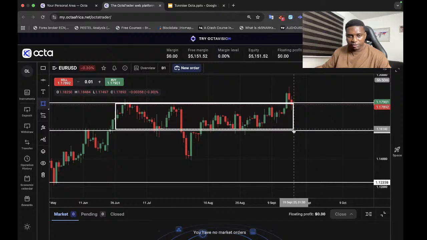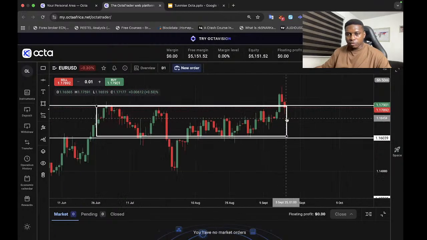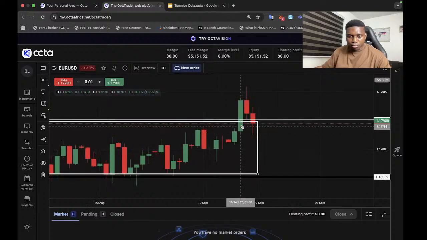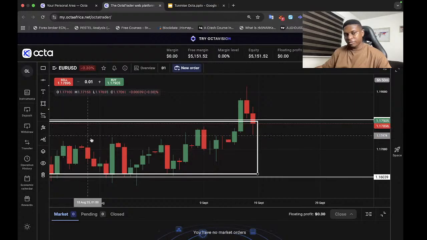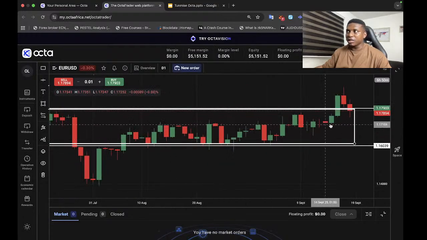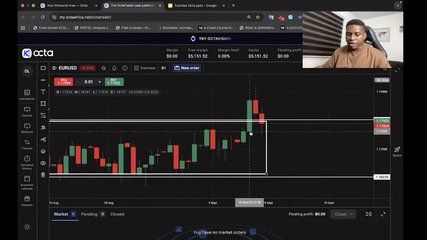All right, good. So this is a consolidating market, and right now, if you look at this, this candlestick broke out of this consolidation. The market has been consolidating within this range for a long time, and currently we can see that there is a major breakout candle.